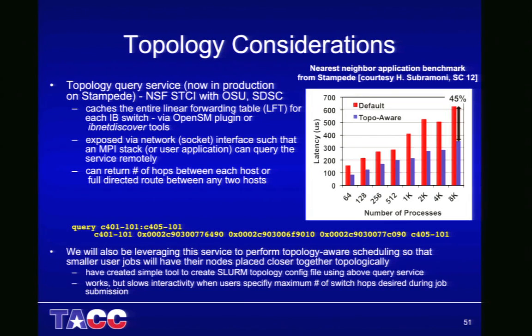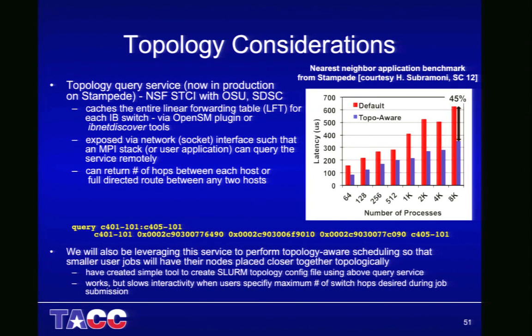And so over on the right-hand side is an example of one where we're running on Stampede up to 8,000 processors. The red is not doing anything with topology, and the blue is using the topology-aware mechanism. And we get about a 45% improvement.